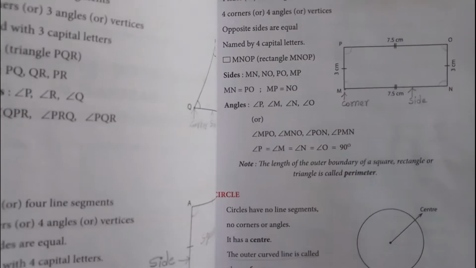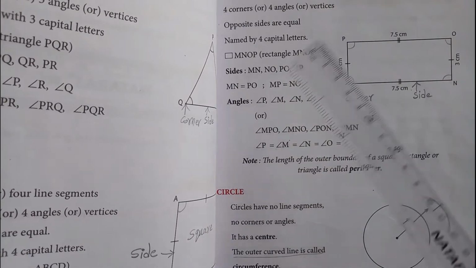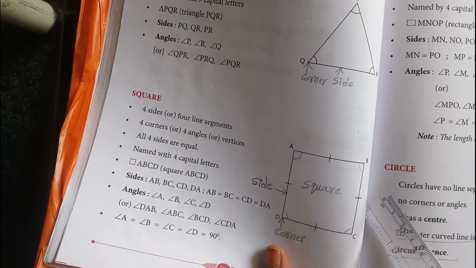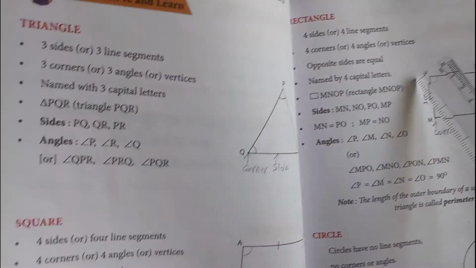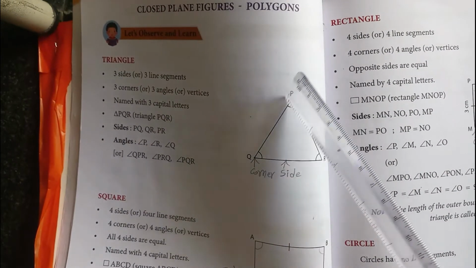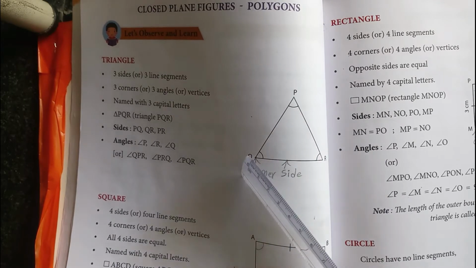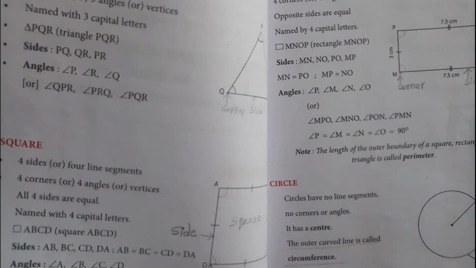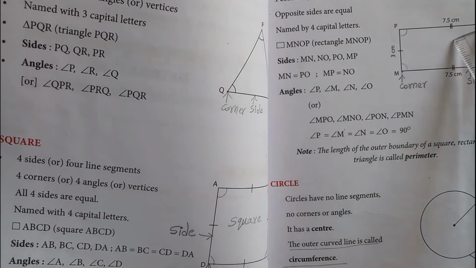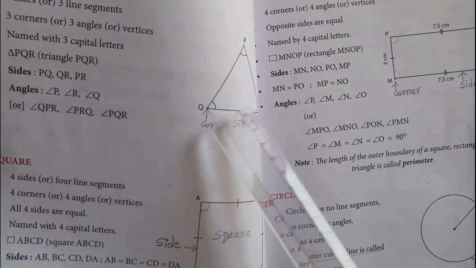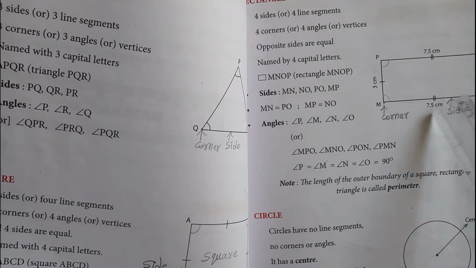The length of the outer boundary of a square, here see the square, outer boundary we call this. Square, rectangle, here outer boundary of the rectangle, or outer boundary of a triangle here. See this we call it as outer boundary. We call it as perimeter. The length of the outer boundary of a square, rectangle, triangle is called perimeter.